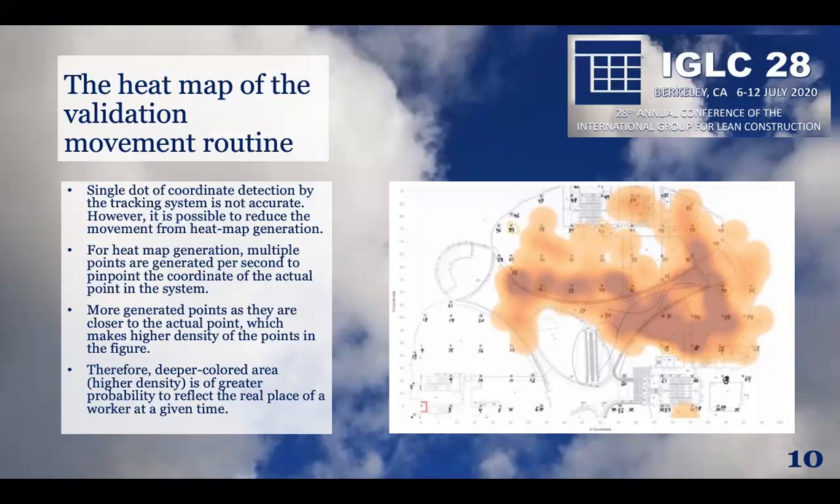For the heat map generation, multiple points are generated per second to pinpoint the coordinate of the actual points in the system. More points are generated the closer they are to the actual point, which makes a higher density of points in the figure on the right, for example. Therefore, a deeper colored area, which indicates a higher density, has a greater probability of reflecting the real place of a worker at any given time.